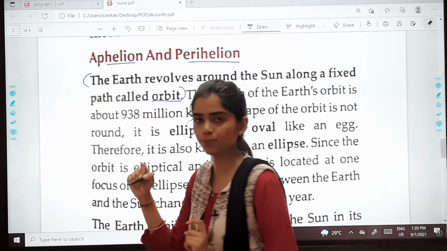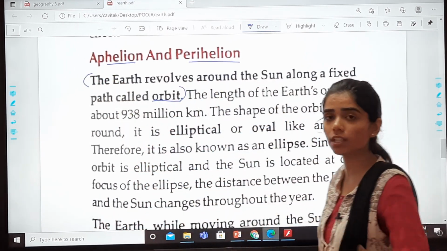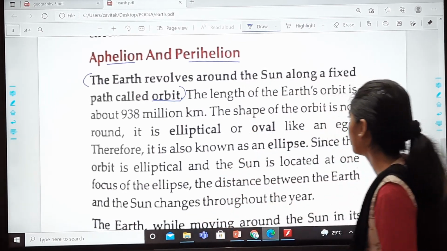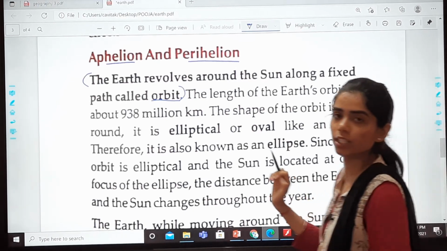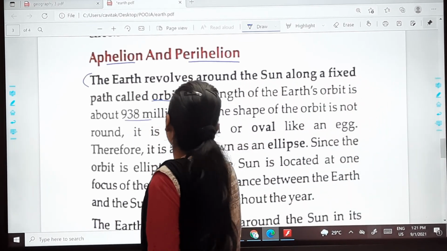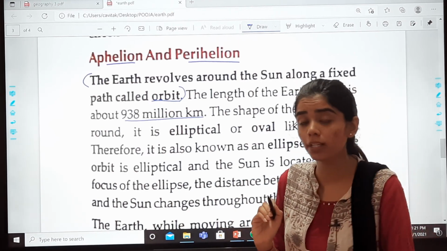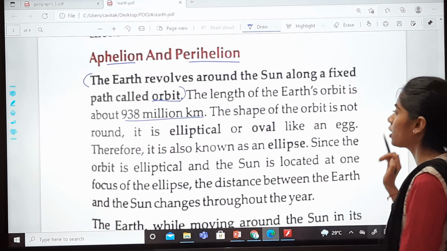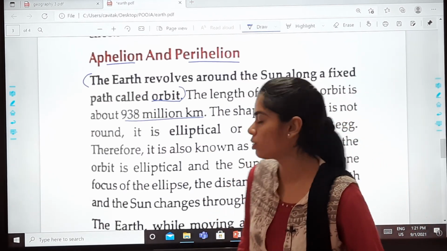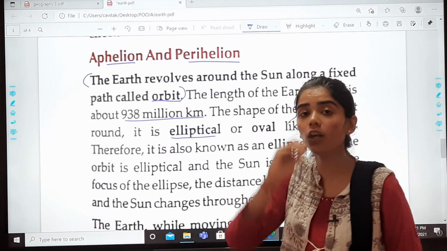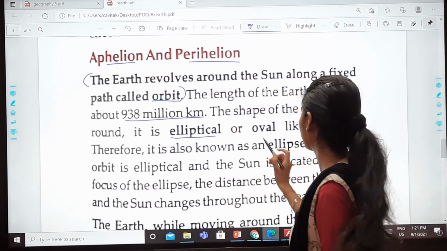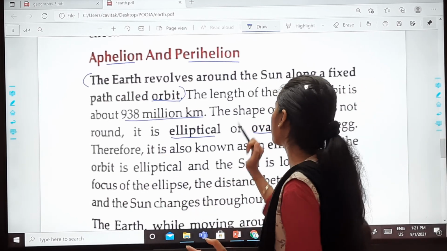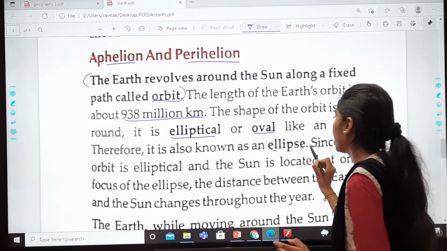We all know this, isn't it? That the earth revolves around the sun in a fixed path. That is your orbit. The length of the earth's orbit, please underline, is about 938 million kilometers. The shape of the orbit is not round. It is either elliptical or oval. Oval like an egg. Therefore, it is also known as an ellipse.